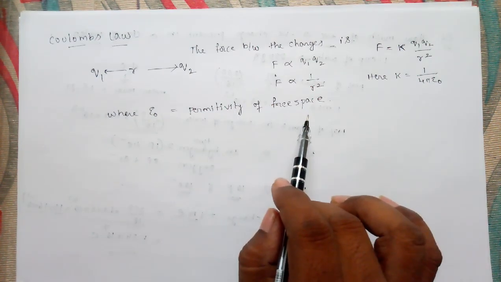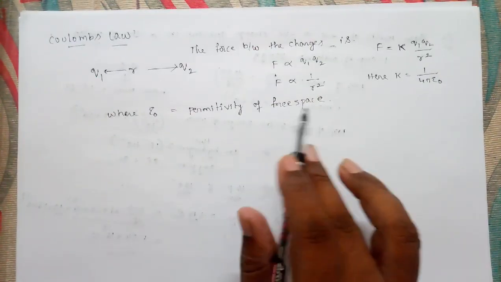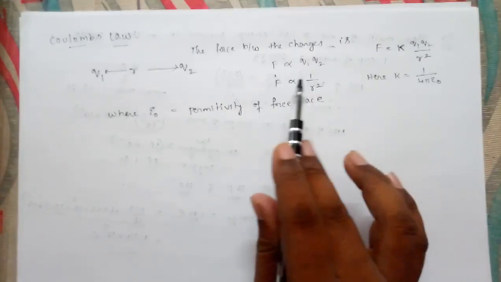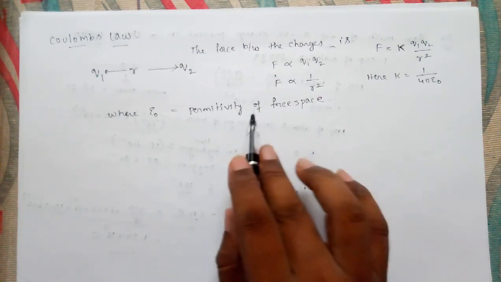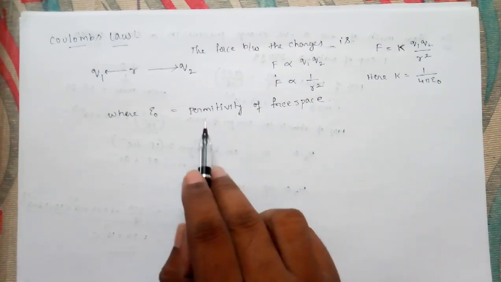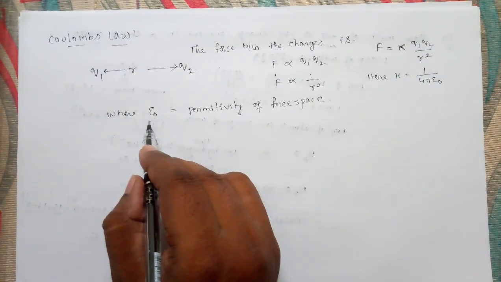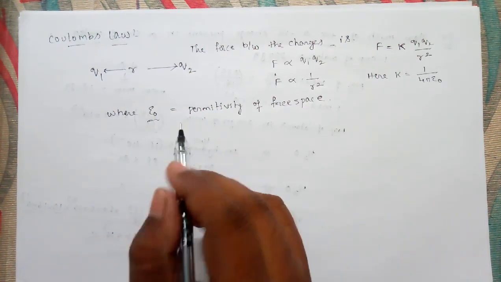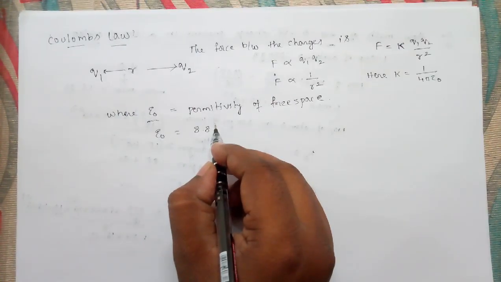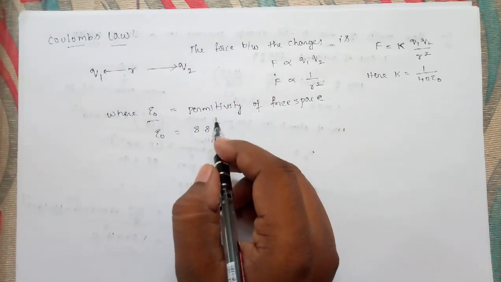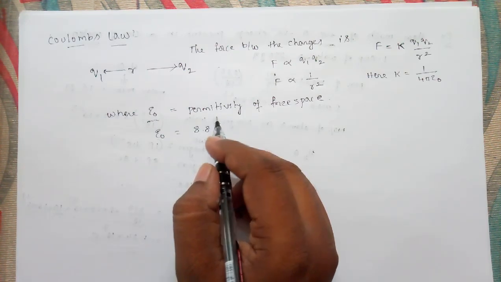But in the gravitational law, if you observe, two masses are there, and even if the intervening medium is different, the force remains the same. But in Coulomb's law, the force between the charges is not like that. The force between the charges changes from medium to medium, so the property of the medium which affects this force is called permittivity. For air we take permittivity as epsilon naught, and its value is 8.85 into 10 raised to minus 12.